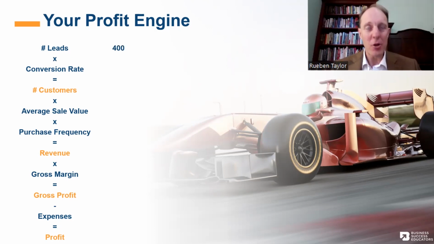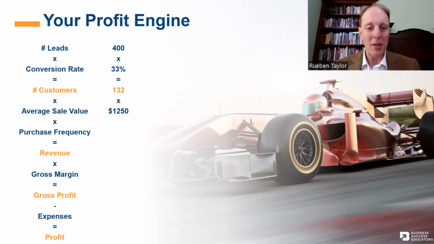So in this business, they were generating 400 leads. Their conversion rate was 33%, so 1 in 3 people were buying from them. That gave them 132 customers. Once they started measuring the average sale value, that worked out to be about $1,250. And this is the average. Some spent more, some spent less.